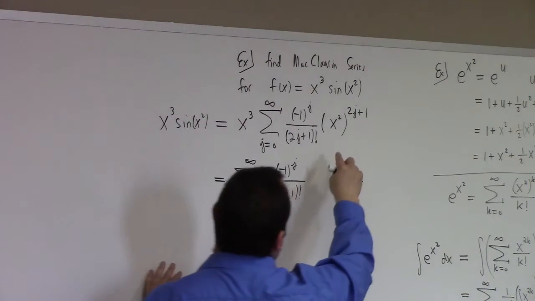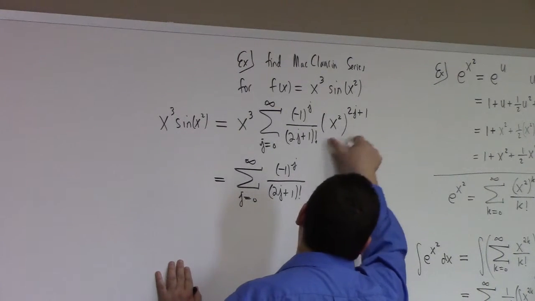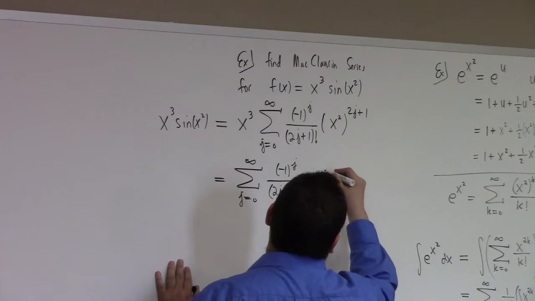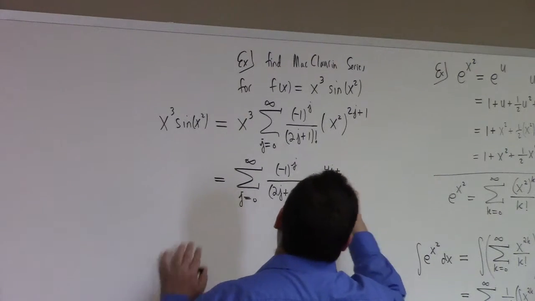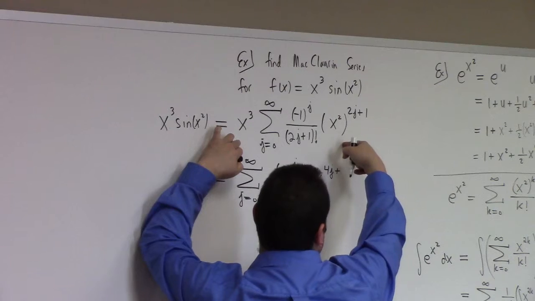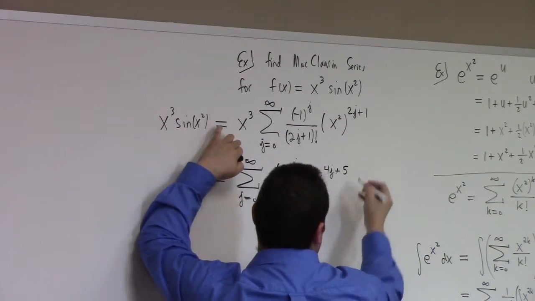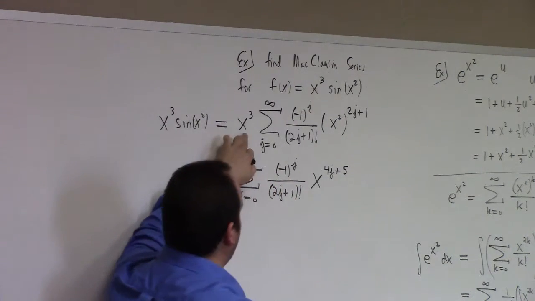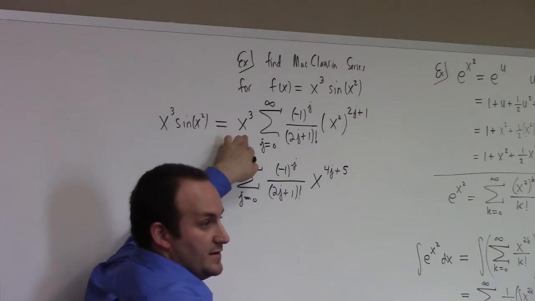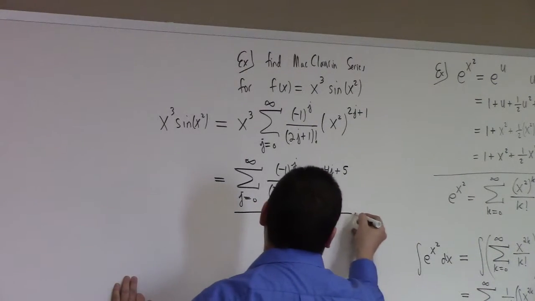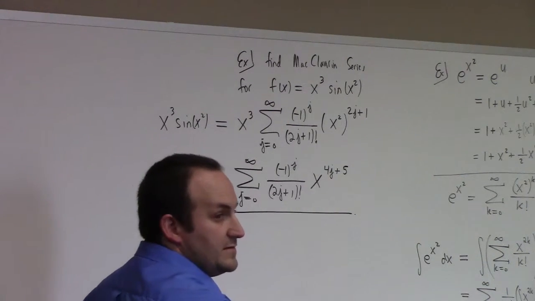So let's see here. When you multiply this, laws of exponents, what's this give us? X to the what? We get 4j, right? Plus 2. But if I multiply this over there too, I get plus 2 plus 3, I get plus 5, because I'm also taking into account the x cubed, right? And there it is. That's the Maclaurin series for that function.